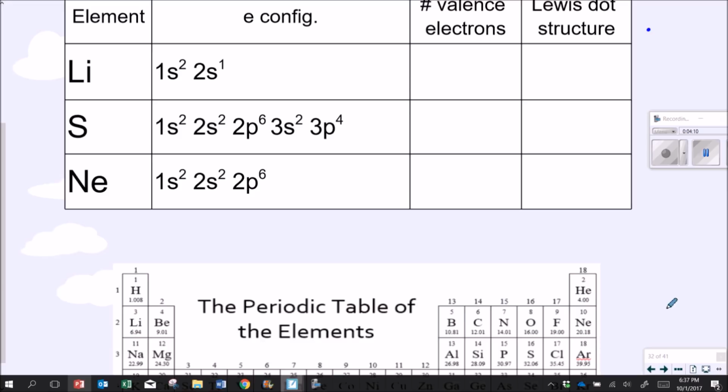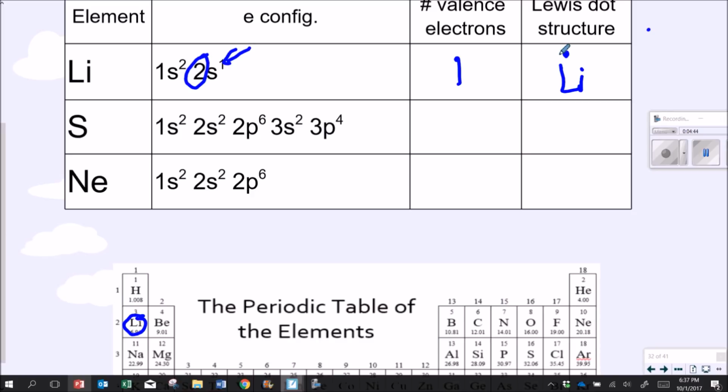Lithium is over here, element number 3 on the periodic table. Its electron configuration is 1s2, 2s1. So the highest energy level is energy level number 2. And we can see it has 1 electron in that energy level. So it has 1 valence electron. To draw the Lewis dot structure, we write the element symbol and we put 1 dot for 1 valence electron.